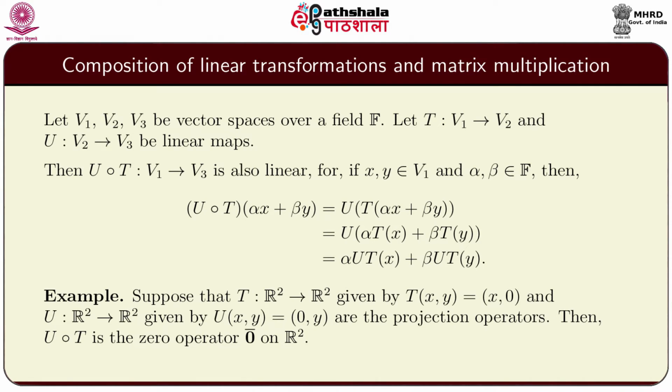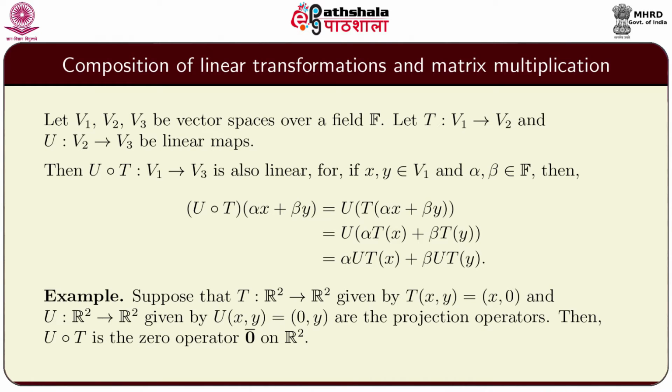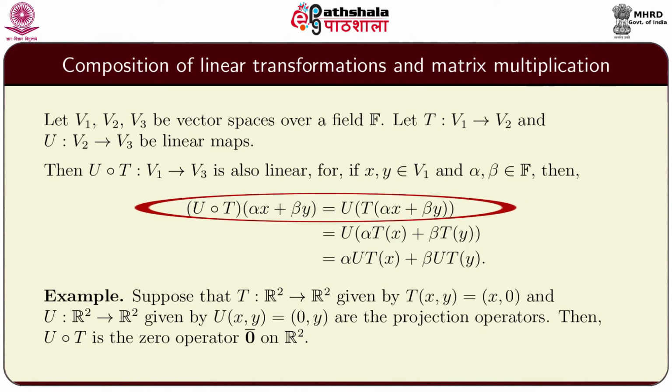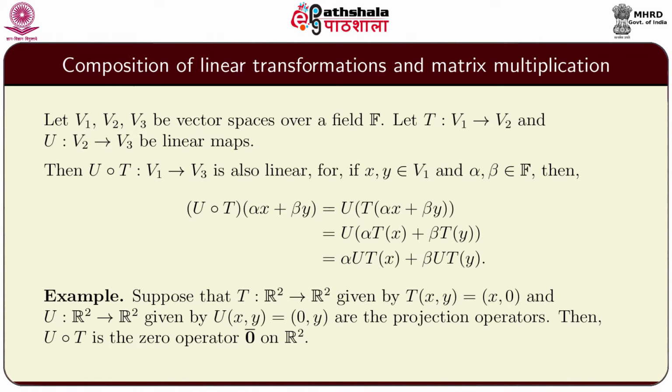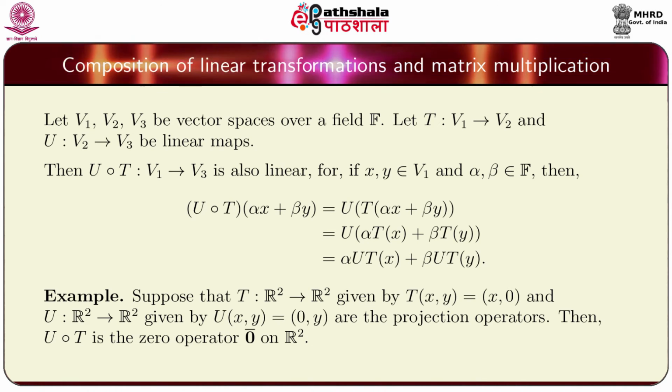After addition and scalar multiplication, let us now understand the composition of linear transformations. Suppose that V1, V2, V3 are vector spaces over a field F, and T from V1 to V2 and U from V2 to V3 are linear maps. Then U composition T from V1 to V3 is also a linear map. That is a routine check, because U composition T of alpha x plus beta y would be U of T of alpha x plus beta y, and then we use linearity of T followed by linearity of U to show that U composition T is also a linear transformation from V1 to V3.